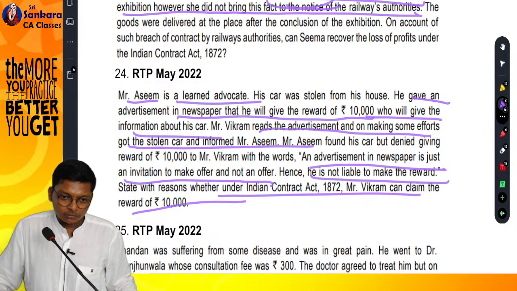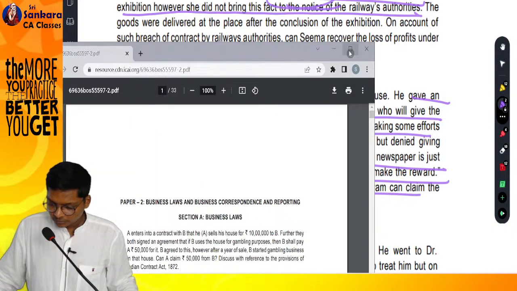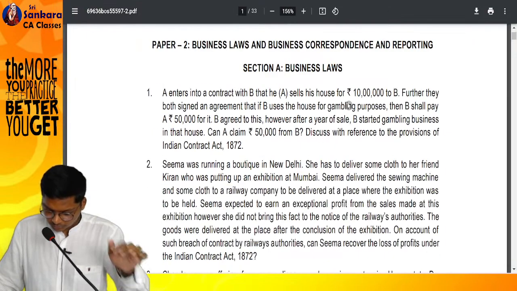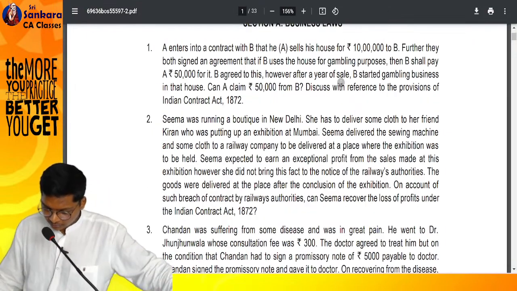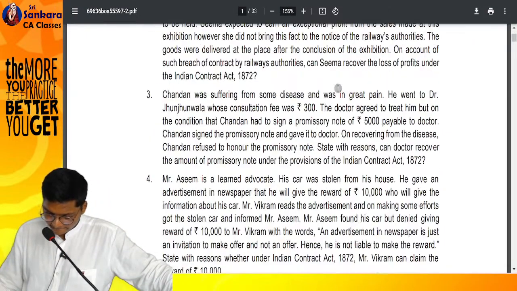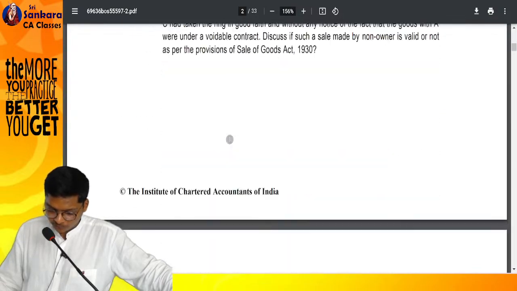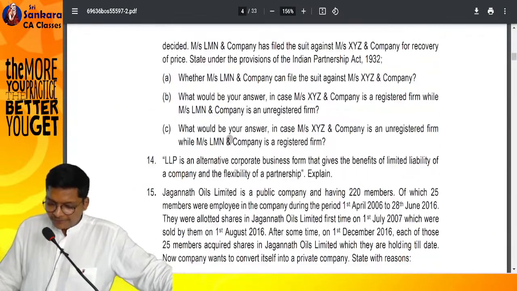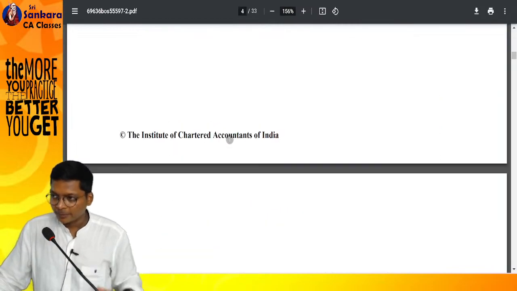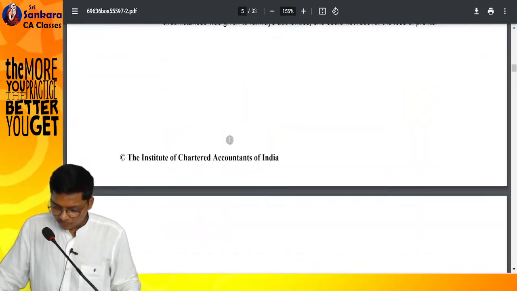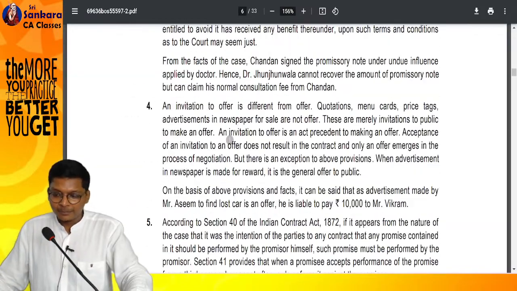May 22. Fourth question. Everybody will write general offer. But look at the answer given by ICAI.